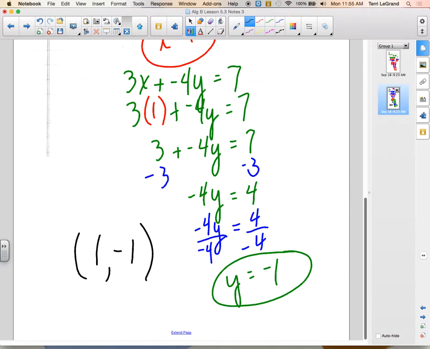I got over here 1, -1. Anybody want to agree with me? Okay. So regardless of which equation you use to solve for the y, we should still all get the same y value, which is -1, right? And then we can write our ordered pair answer, ordered pair 1, -1.